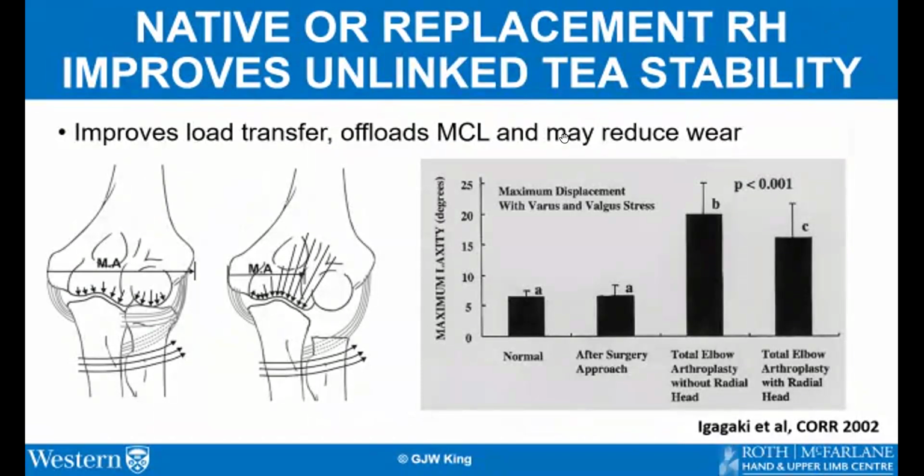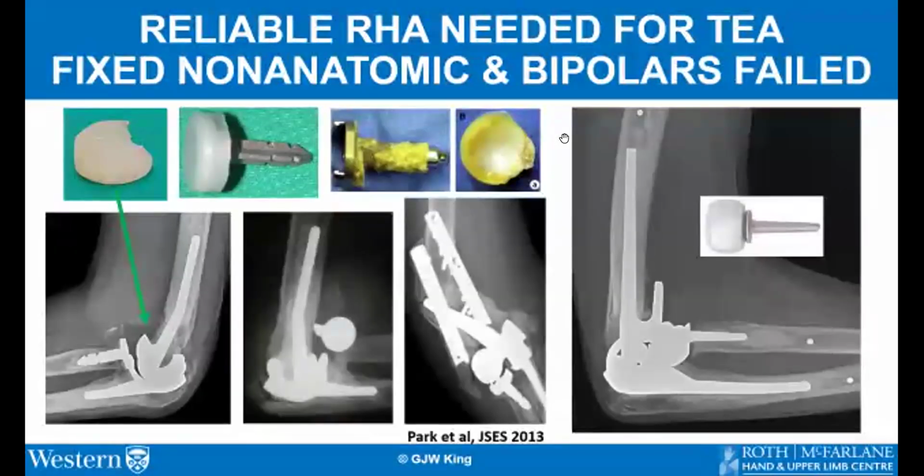Native or radial head replacement should improve the stability and wear of an unlinked total elbow arthroplasty by improving load transfer and offloading the medial collateral ligament, avoiding that ligament's attenuation over time. The clinical problem has been, however, that a reliable radial head has not been developed for total elbow arthroplasty, and most have been problematic in clinical use.